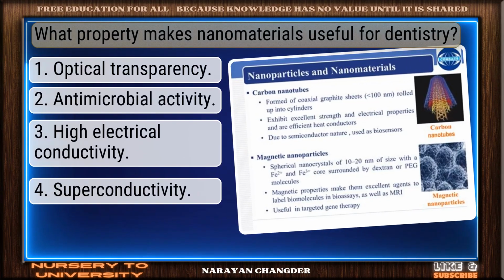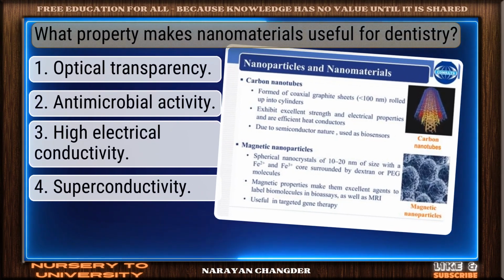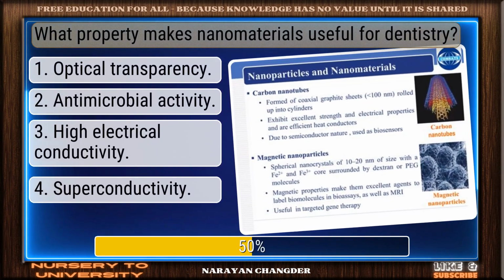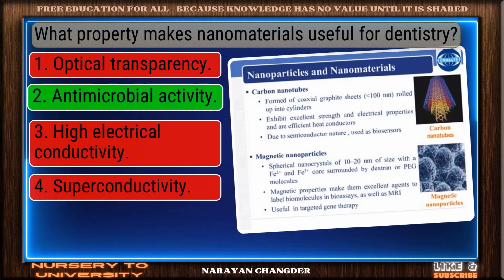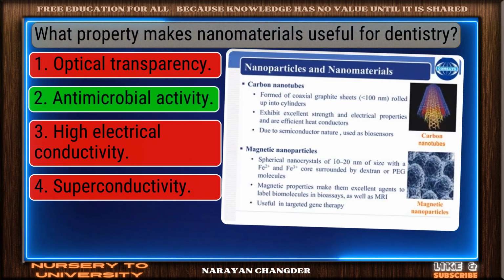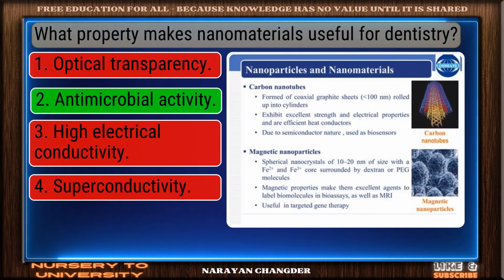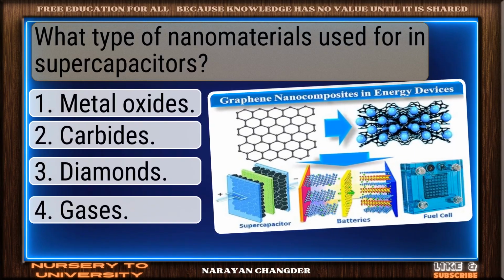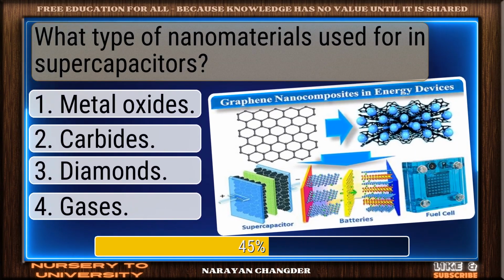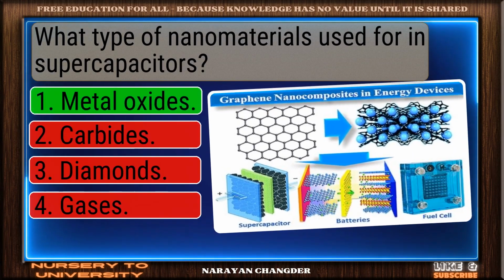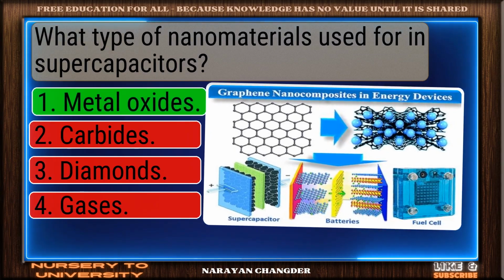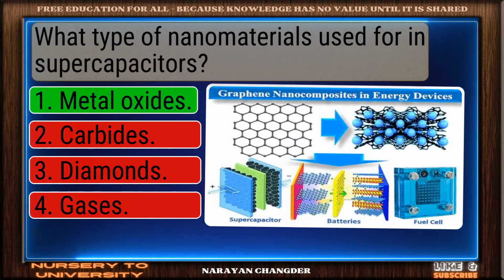What property makes nanomaterials useful for dentistry? You got it. Your choice antimicrobial activity is right. What type of nanomaterials are used in supercapacitors? Well picked. Metal oxides is the correct answer.